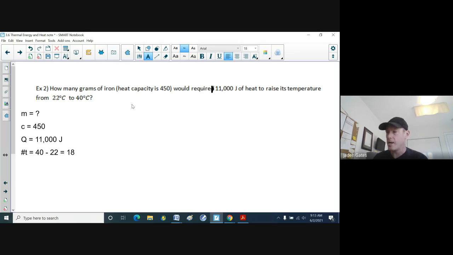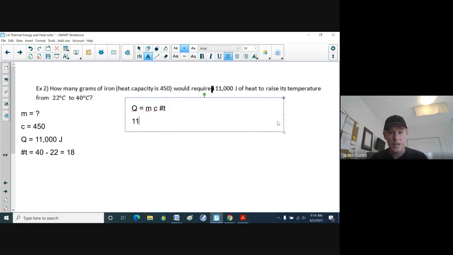All right, so again, I'm going to write down my formula here. Q equals M times C times delta T. We know the Q this time, right? 11,000. The mass, we don't know. The C there is 450. And the delta T I found out was 18.